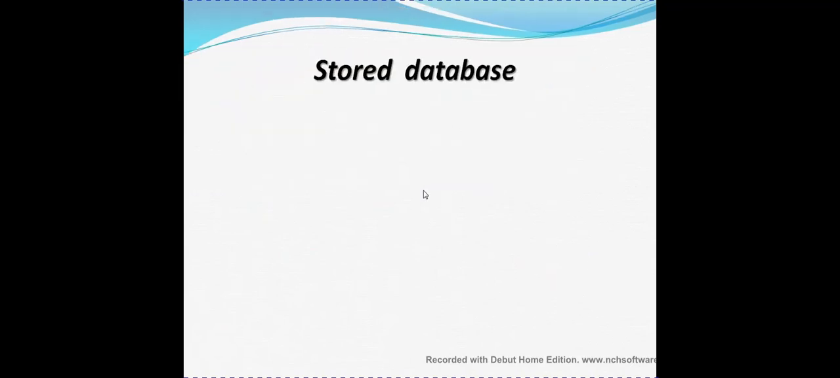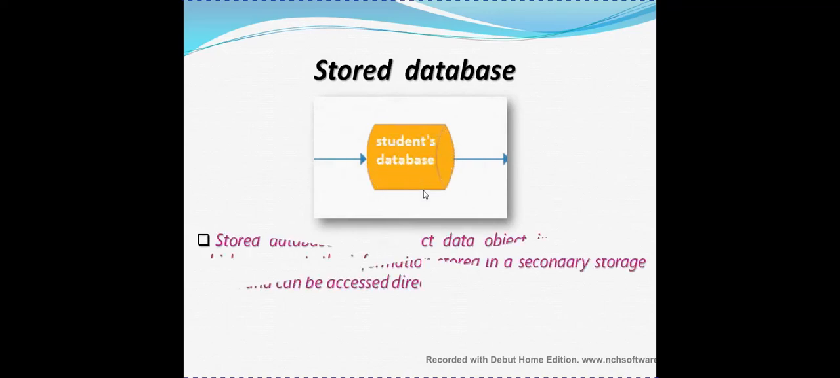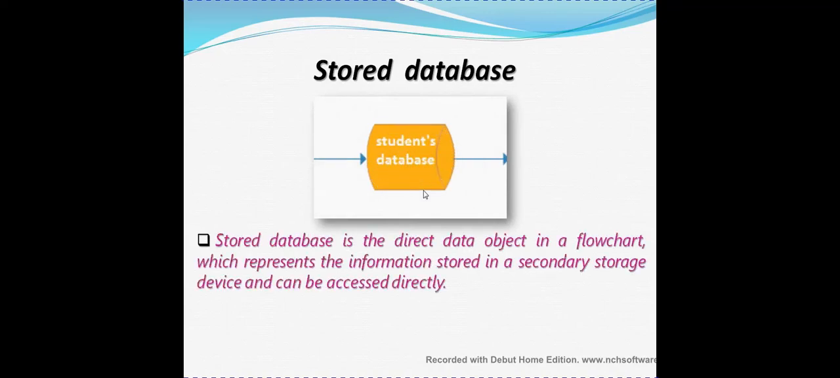Now moving towards our next symbol, which is stored database. Stored database name suggests that there is a database which eventually stores data, like here student database. Stored database is the direct data object in a flowchart which represents the information stored in a secondary storage device and can be accessed directly.